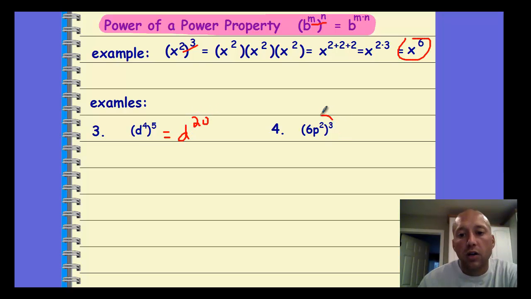This 3 goes to the different things inside the parenthesis. We have a 6 times p squared. So this is really going to be the same thing as 6 to the 3rd power times p squared to the 3rd power. So that power of 3 goes to both of those, which is 6 cubed times p to the, and we can multiply these to simplify it, to the 6th power.